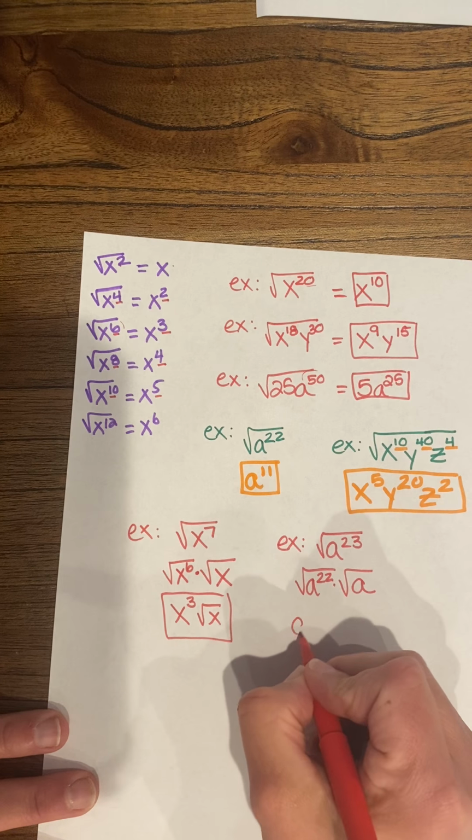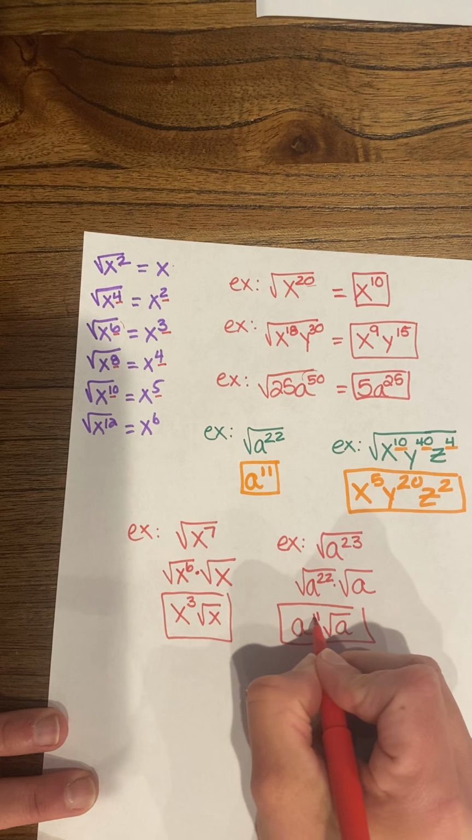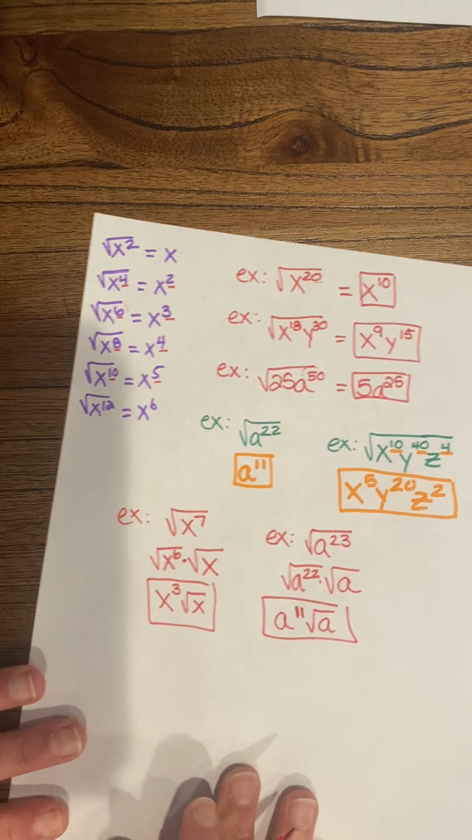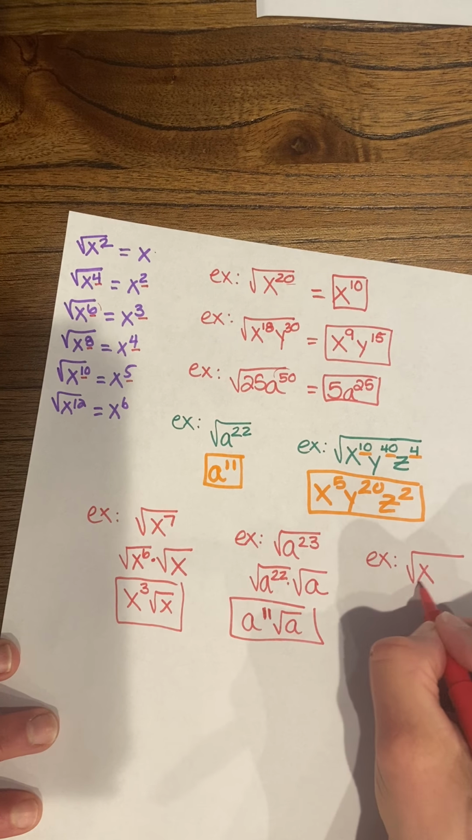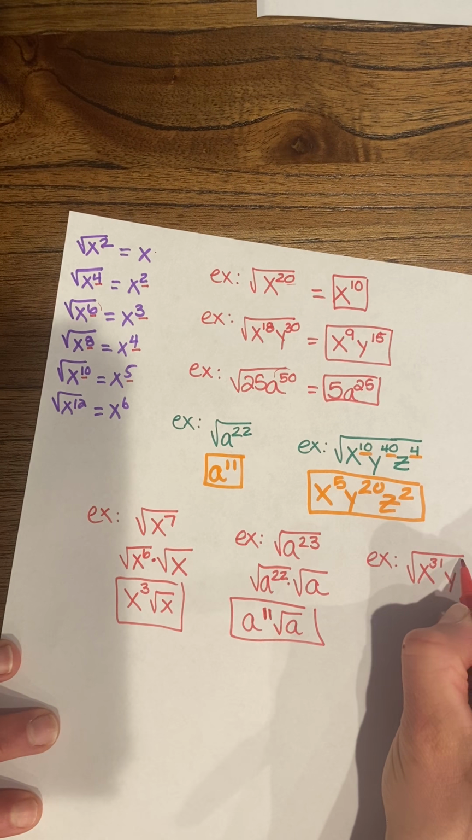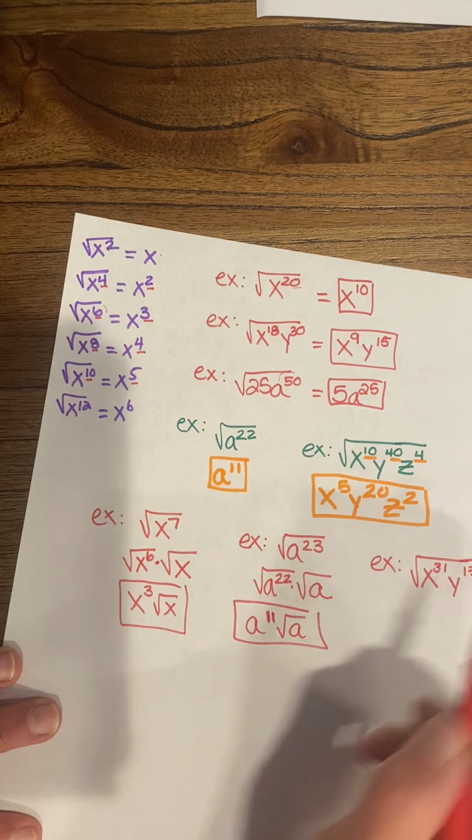22 is even. I can cut it in half to 11, and that's my answer. A to the 11th times rad A. And again, it does not matter how many are in here, right? So if I have, let's say, x to the 31 and y to the 13th. Okay, so both are odd.